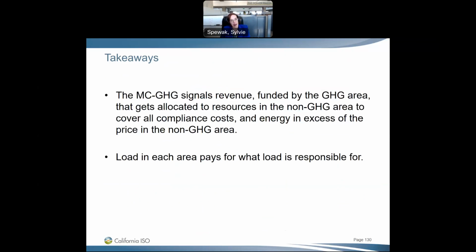Finally, the marginal cost of GHG tells us revenue that was funded by the GHG area and that gets allocated to resources in the non-GHG area to cover all compliance costs and energy in excess of the price in the non-GHG area. And this ensures that load in each area pays only for what load is willing to pay for and what load is responsible for.